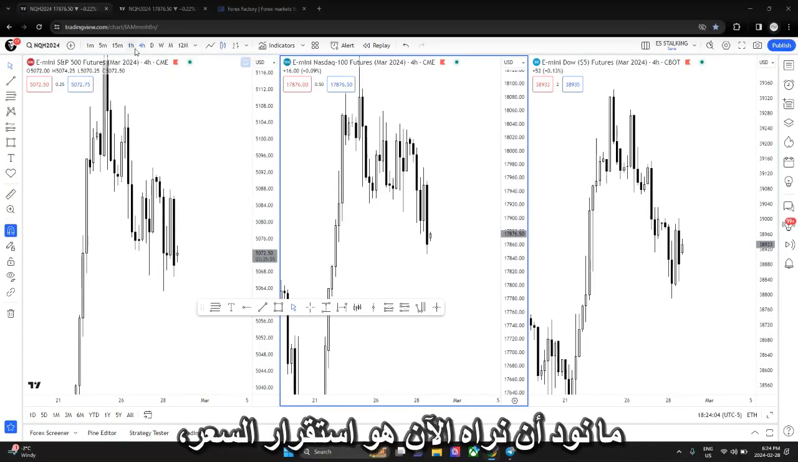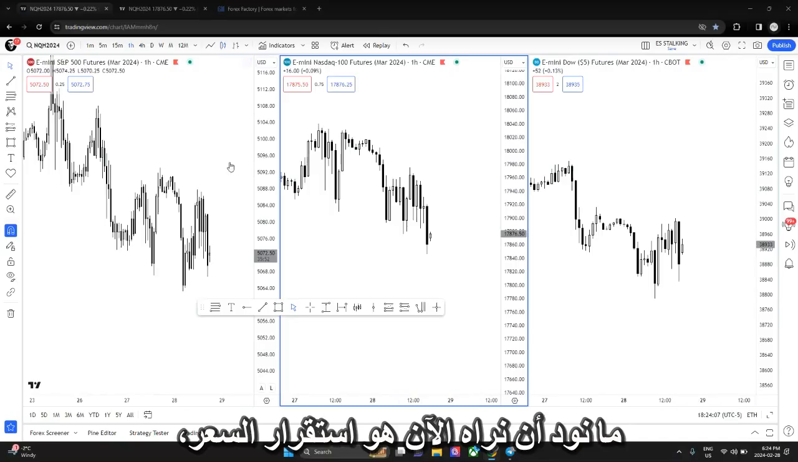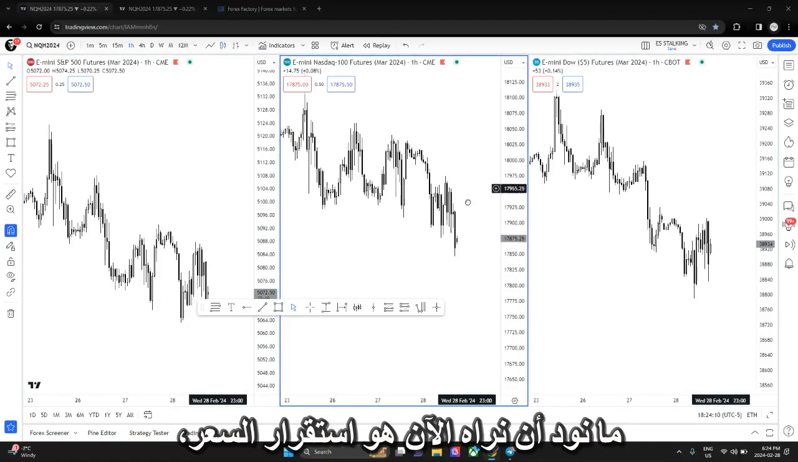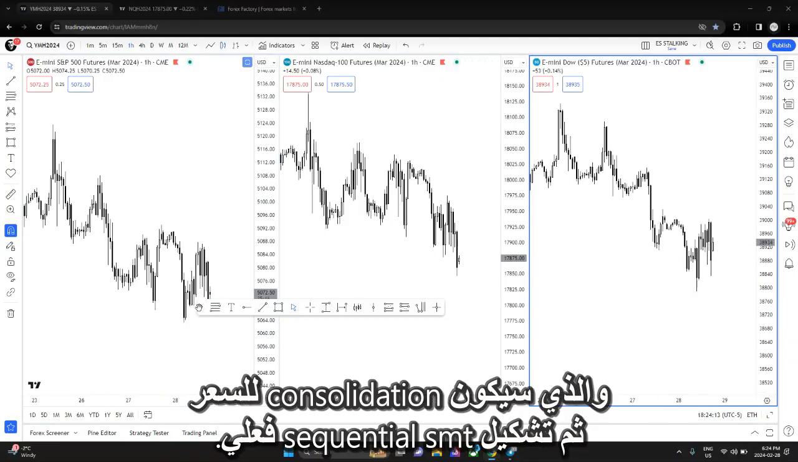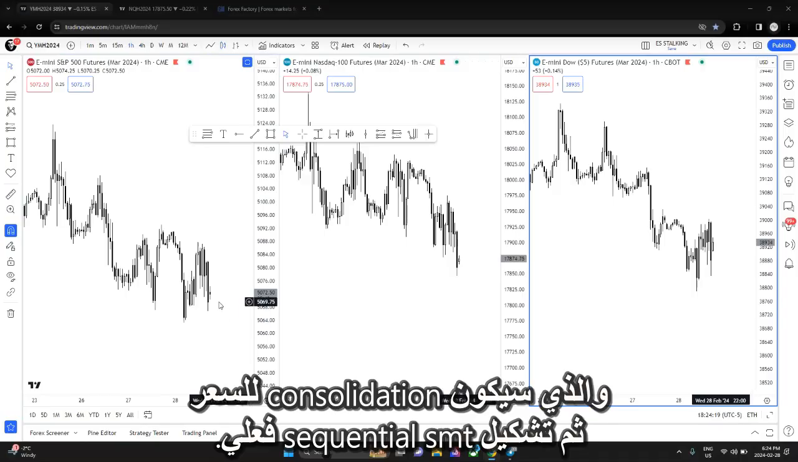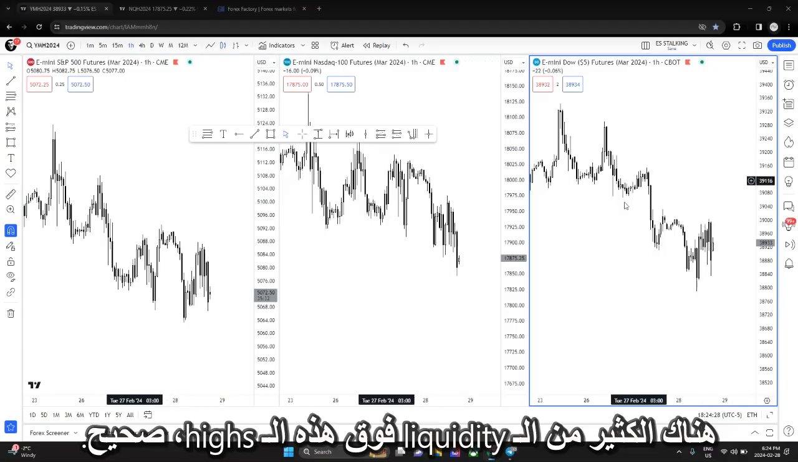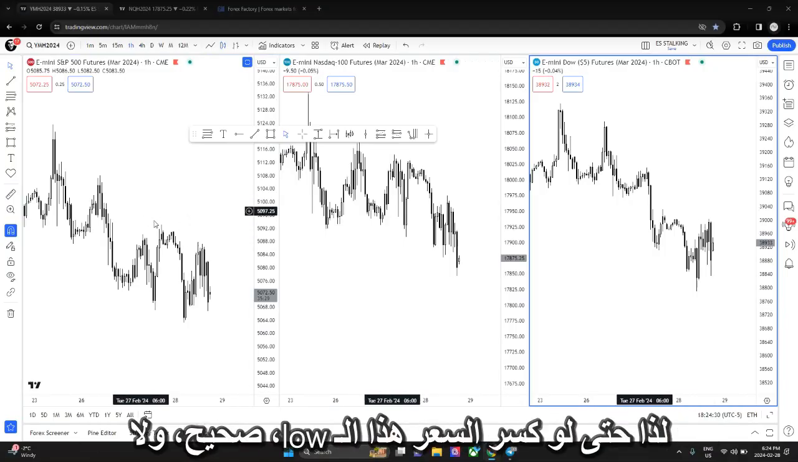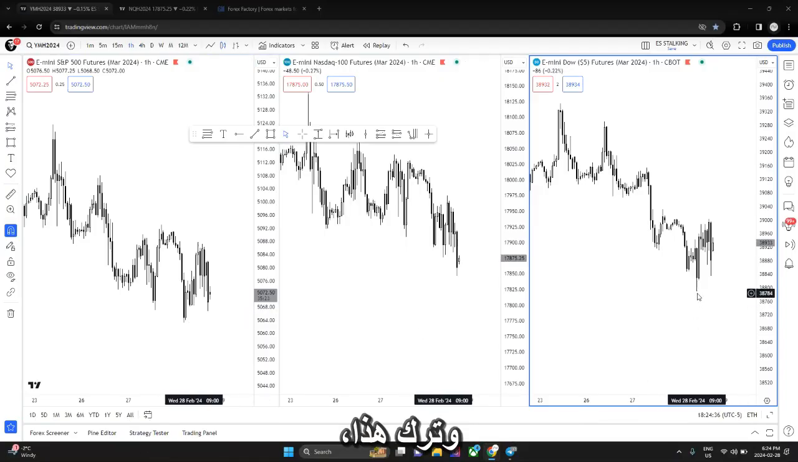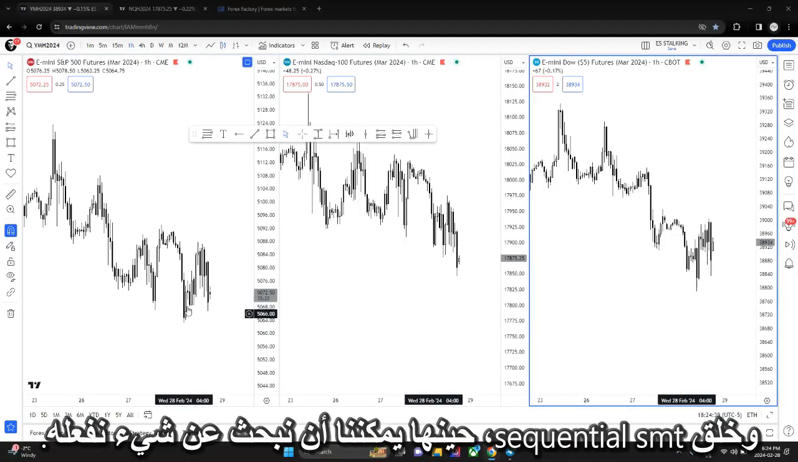So what we would like to see right now is stabilization of price, which would be price consolidating, then forming actual sequential SMT. Currently, we have liquidity above these highs right here. There's a lot of liquidity above these highs, right? So even if price takes this low out and leaves this one, that would cause sequential SMT, then we could look for something to do then.